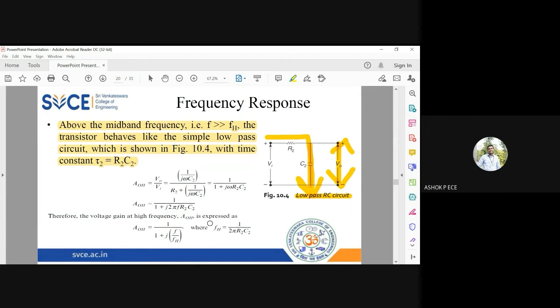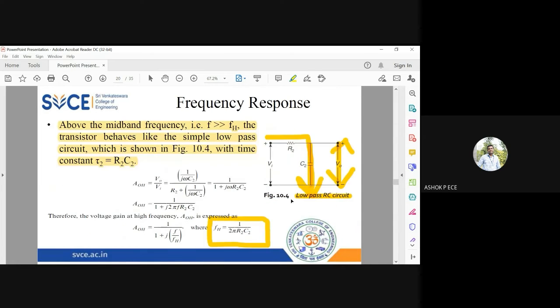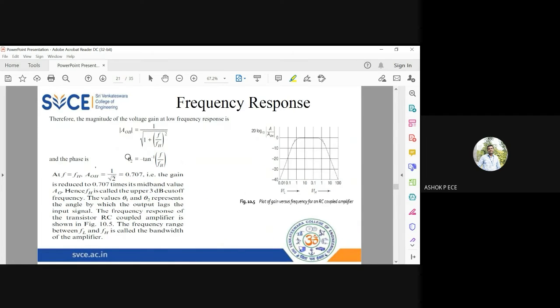And you have a cutoff frequency FH. FH equals 1 by 2 pi R2C2. Where it starts decreasing, that frequency is called FH. In midband, we have seen it is completely constant. At one point it starts dropping. That point is called the upper 3 dB cutoff frequency, given by FH. So FH is also called the cutoff frequency or upper 3 dB cutoff frequency because it occurs in the high frequency region of the transistor.